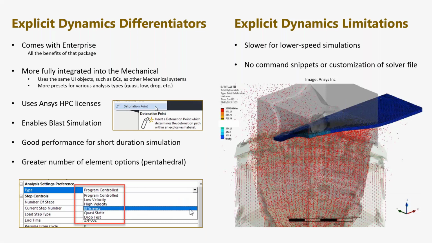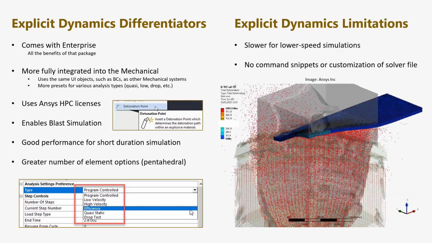All right, so I want to talk really quickly about the strengths and limitations of each of these tools. Strengths for Explicit Dynamics: it comes with Enterprise, all the benefits of that package, all the higher level material models, the additional solver capabilities, all of that is included when you're looking to leverage Explicit Dynamics. It's a little bit more fully integrated with Mechanical, uses most of the same boundary conditions, the same objects, that sort of thing. It also has a few more useful presets in terms of analysis type. I'm talking about drop test versus high velocity, low velocity, quasi-static, etc.